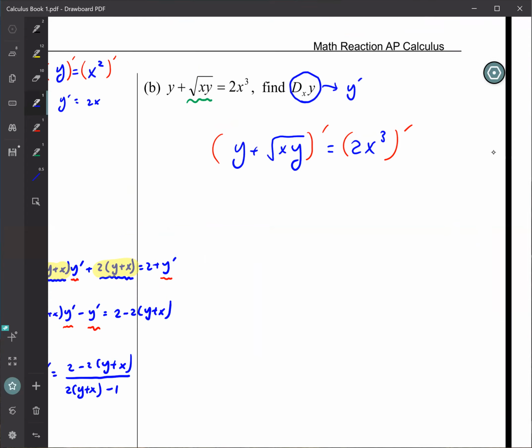You can leave your answer in exponent, okay? You don't need to write it out in radical form, okay? To keep your writing simpler.